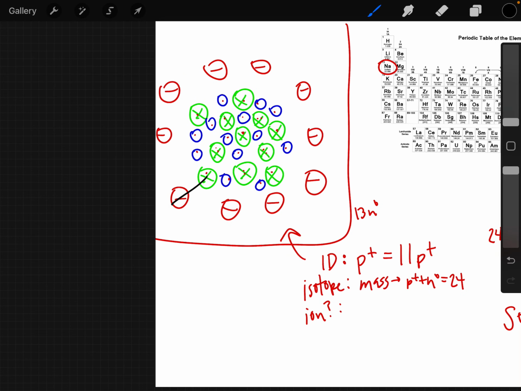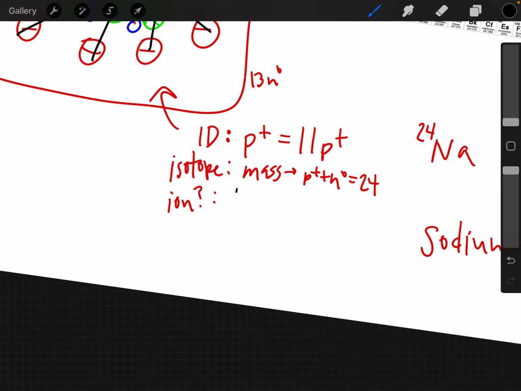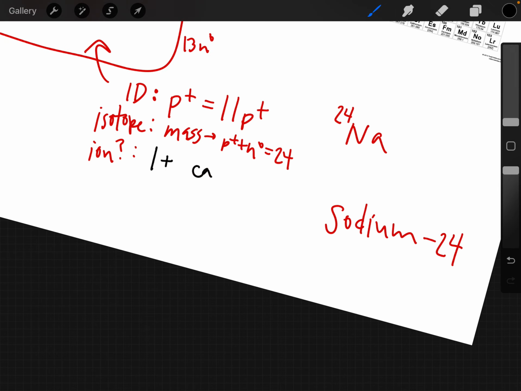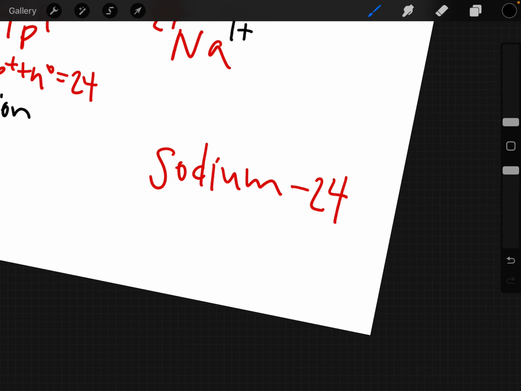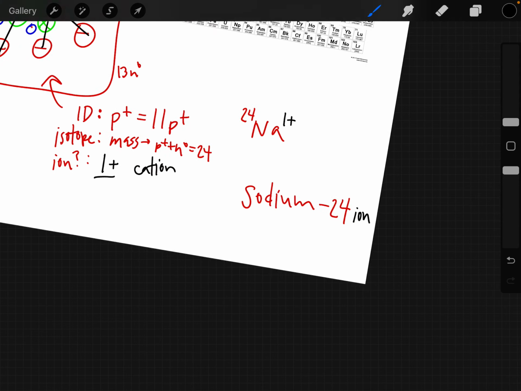So these guys cancel out, these guys cancel out, these guys cancel out, those ones, those two, those two, those two, those guys. Uh-oh, I'm left with one extra proton, which means I have a 1 plus charge, which means we are a cation here. So if I have a charge, I'm going to put that charge right here if I'm in isotope notation. If I'm in hyphen notation, I'm going to write ion.